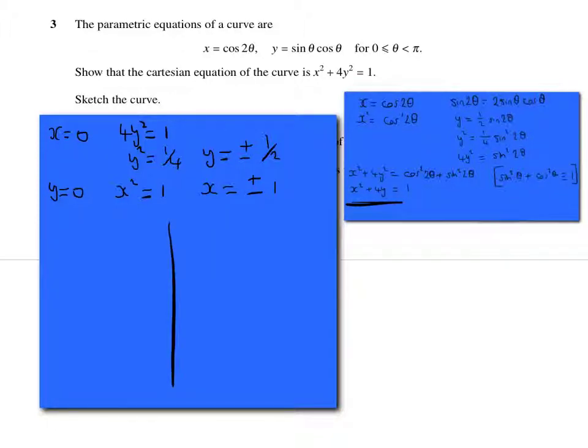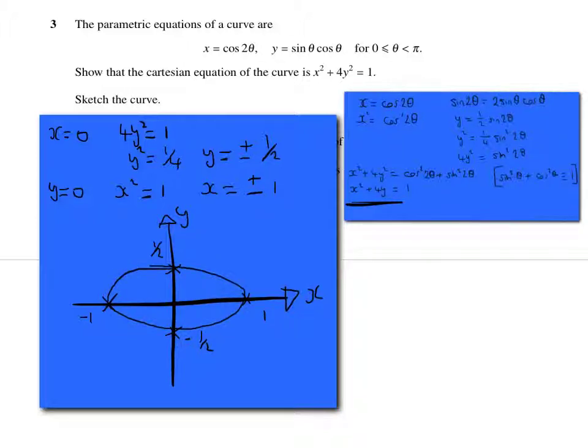Sketching these now on a set of axes. We have x equals minus 1 and x equals 1. Trying to draw your curve loosely to scale. On the y-axis we have plus or minus a half. And it is an ellipse. So as you can see, we have our ellipse.